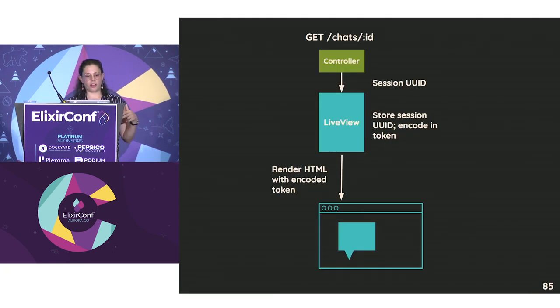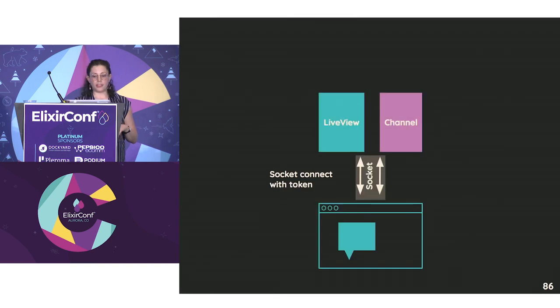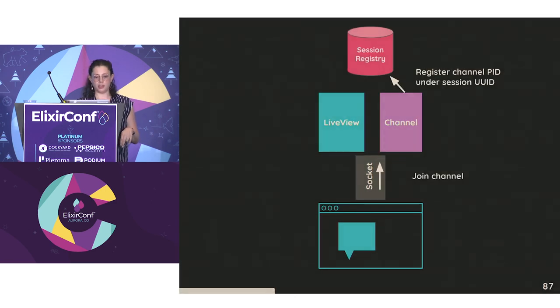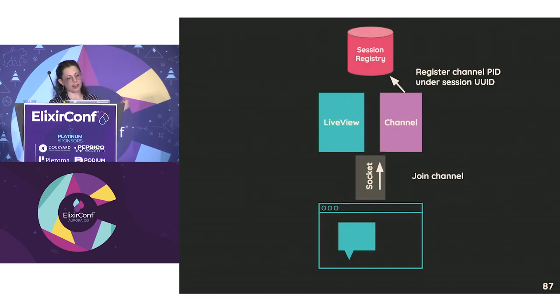So in step one, we're going to mount the LiveView from the controller with a session UUID passed in from the controller. LiveView is gonna store this session UUID in its own state, and it's gonna encode that UUID into a token that it will render, let's say in a meta tag somewhere on the actual page. Then when the LiveView socket is connected, we will include in that connection request a param of the encoded token that we pull off the page. This token will then be stored in the channel's representation of the socket, so that when the channel is joined, it can pluck out that token, grab the session UUID, and use it to register itself as a process in our session registry under a key of that session UUID.